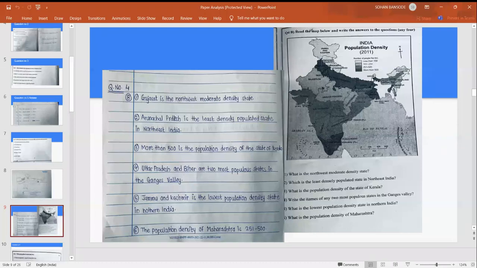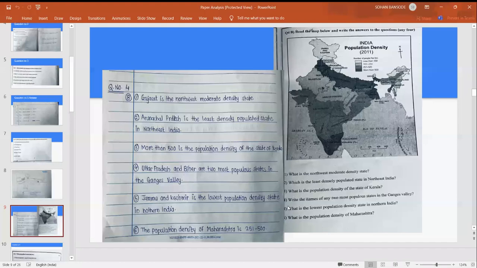We'll see here so many states are there: Sikkim, Meghalaya, Assam, Nagaland, Manipur, Mizoram, Arunachal Pradesh. Among them, the state which has the lightest color, that will be the least densely populated. Here the answer is Arunachal Pradesh is the least densely populated state in northeast India.